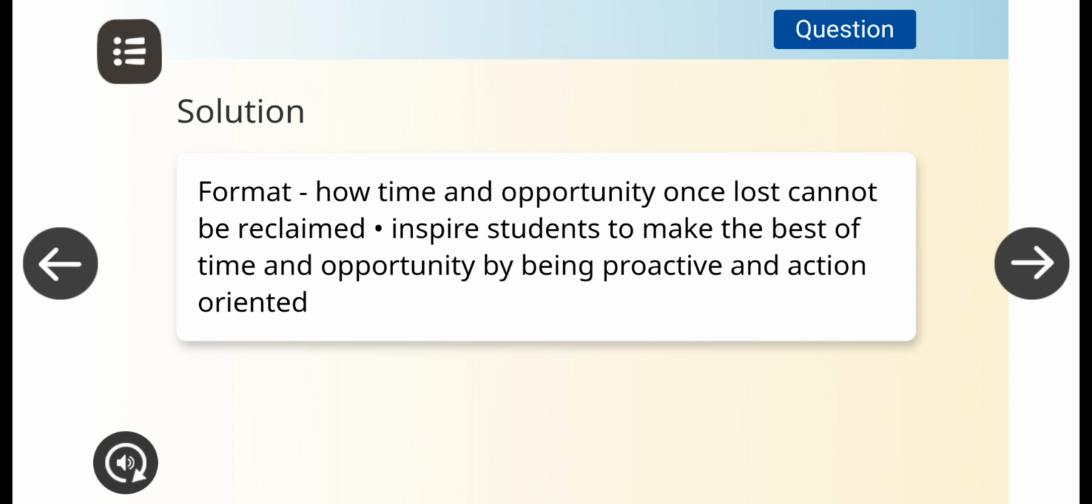So the format will be: use the proper speech format with a proper heading. Please write about how time and opportunity once lost cannot be reclaimed. Yes, because it is the most important thing in life. Time is precious. And inspire them to be the best, to make the best use of time and opportunity by being proactive and action oriented.